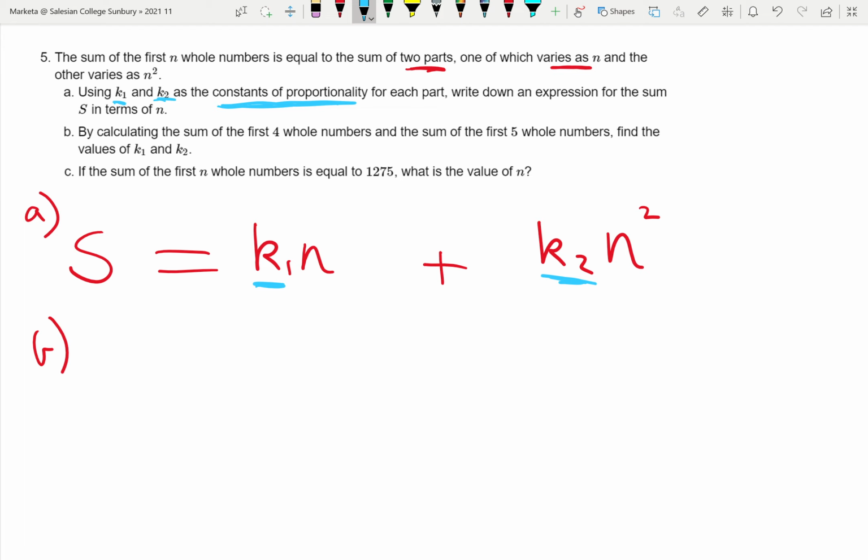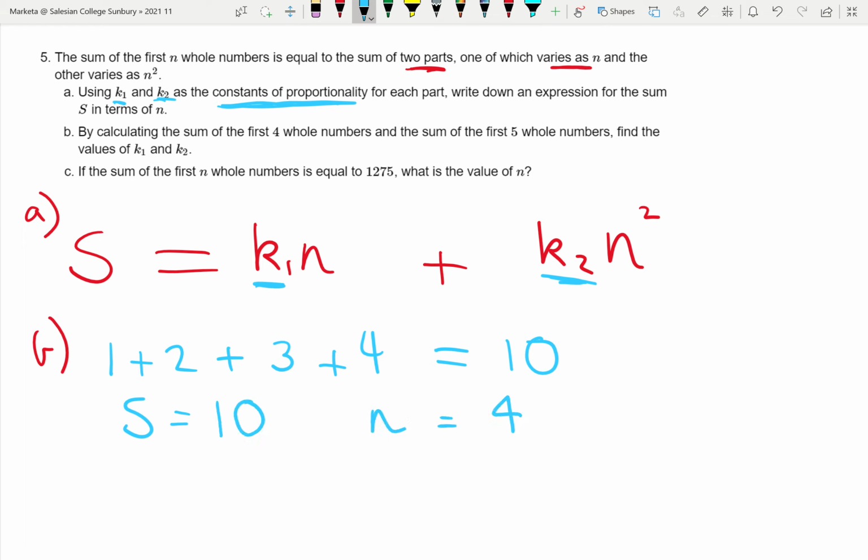So we're going to calculate the sum of the first 4 whole numbers: 1 plus 2 plus 3 plus 4, so that equals 10. That information means that the sum is 10 and the number of whole numbers is 4. So we've got a point that we can sub in: n is 4 and S is 10.